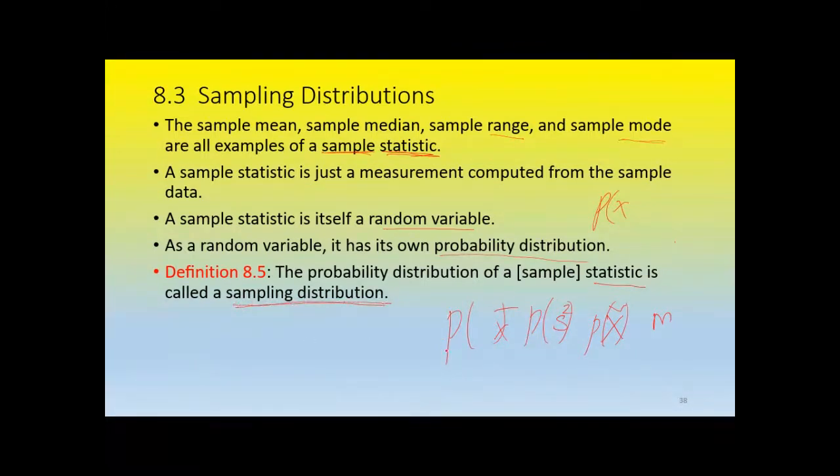And you know, if x bar is sample mean, mu is population mean. If s square is sample variance, sigma square is population variance. So they are called population parameters. These elements are called sample statistics.